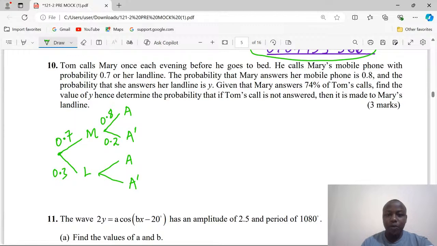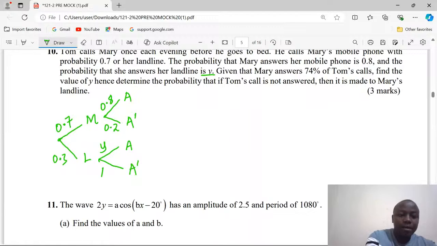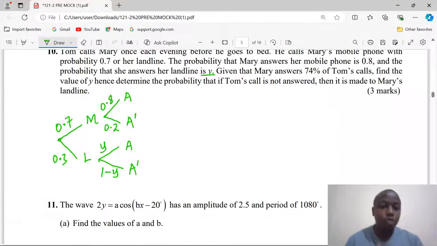On the other side, we are told that the probability that she answers our landline is Y. So answering the landline is Y, which means not answering the landline should be 1 minus Y, because again, answering the landline and not answering the landline are mutually exclusive events. So they are supposed to give us 1. There is more information provided: given that Mary answers 75% of Tom's calls, find the value of Y.